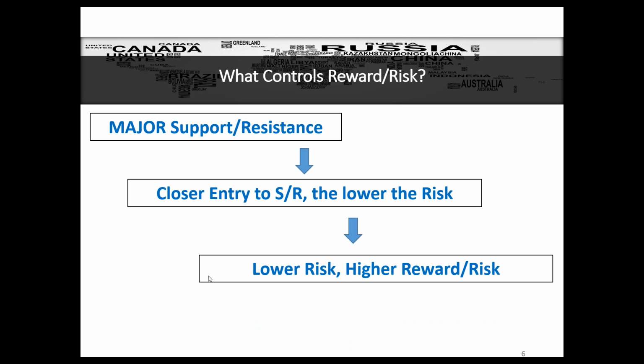Okay, so the key to getting a good reward risk ratio from a technical aspect is that you've got to be able to recognize the major support resistance on any instrument and any time frame. It shouldn't matter if you're a day trader, a scalper, a long-term trader, or a swing trader. You still have to be able to find the key support resistance values and then trade from there. The closer your entry is to those key support resistance values, the lower your risk, the higher the reward risk ratio. Okay? So now, how do we find these major support resistances?